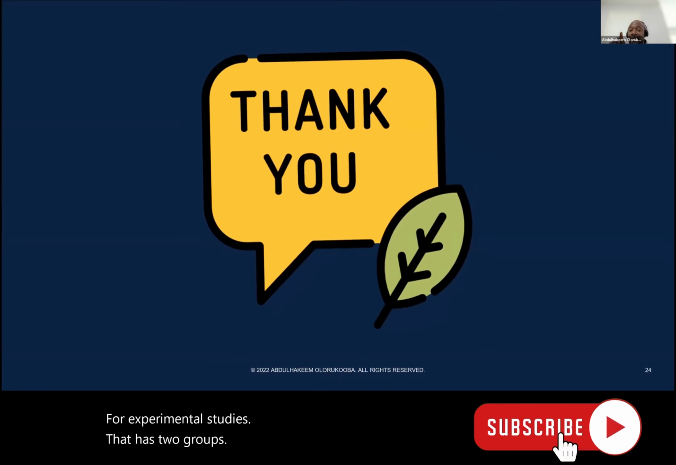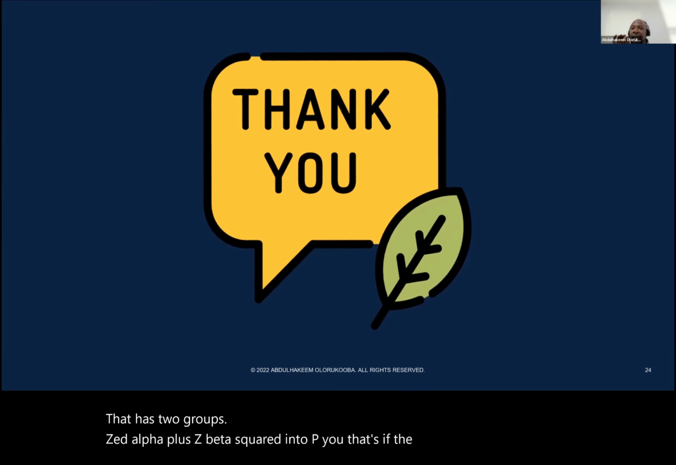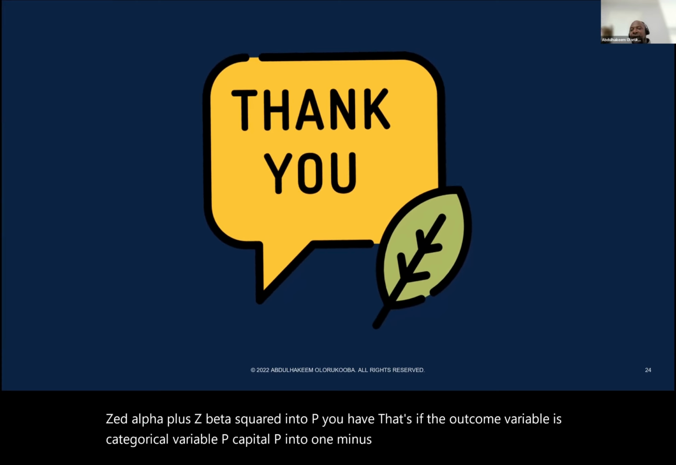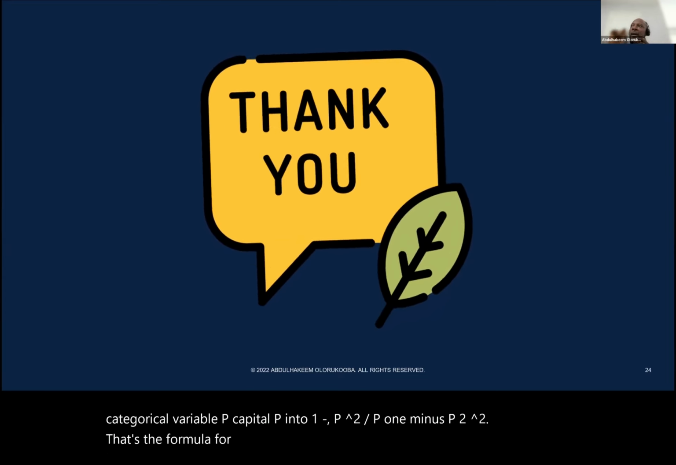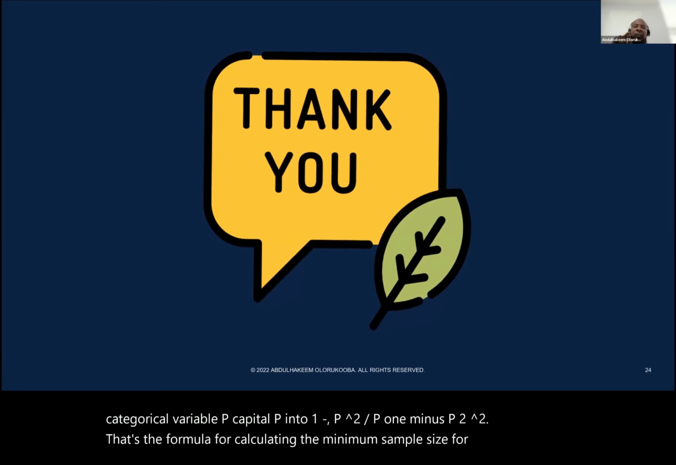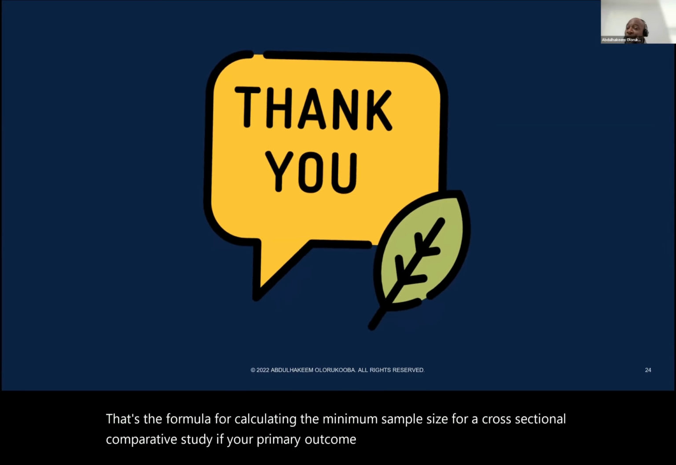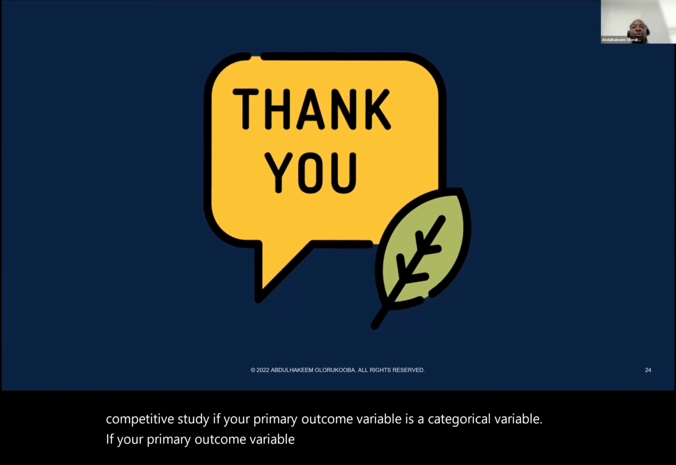You see (Z alpha plus Z beta) squared into P. That's if the outcome variable is a categorical variable. P, capital P, into 1 minus P, squared over (P1 minus P2) squared. That's the formula for calculating the minimum sample size for a cross-sectional comparative study if your primary outcome variable is a categorical variable, if your primary outcome variable will allow you to do prevalence.